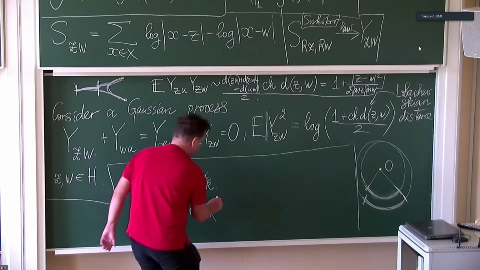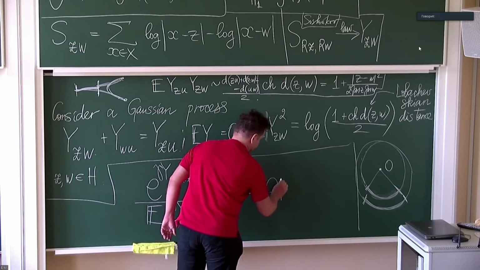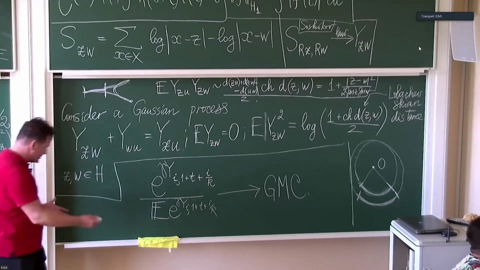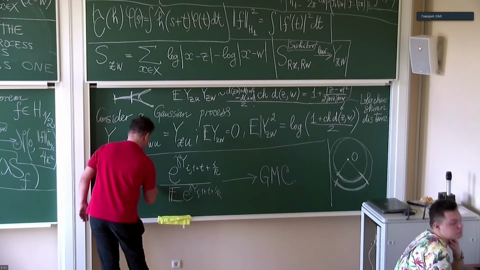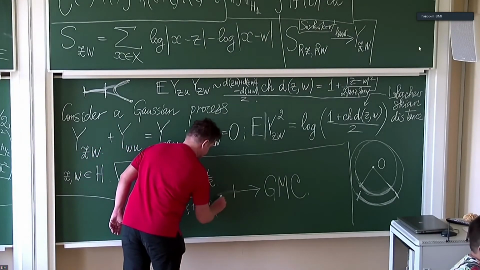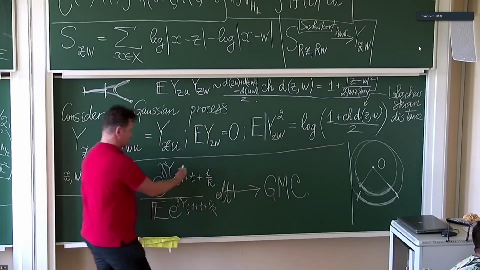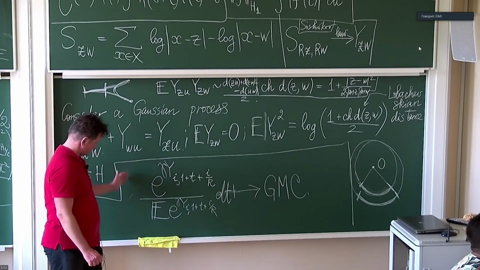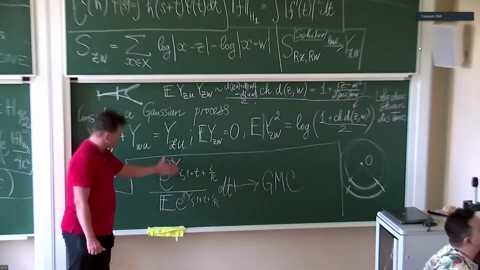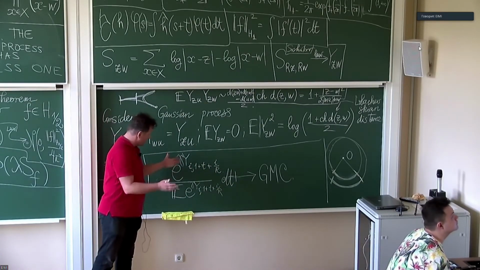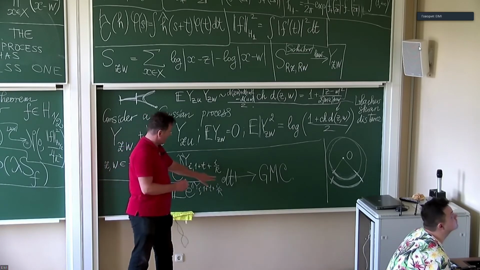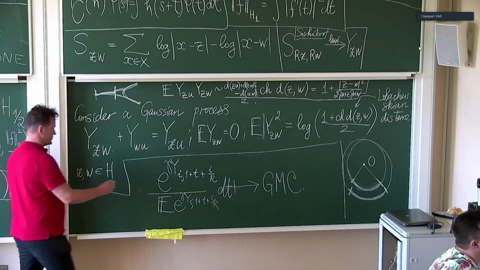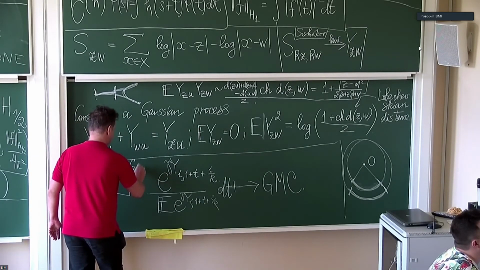So this of course converges to Gaussian multiplicative chaos. If you wish, this is the definition of Gaussian multiplicative chaos: this times dt, this times dt. It is the exponential of a Gaussian process for which variances explode but the covariances converge, and it converges by the theorem of Kahane to the Gaussian multiplicative chaos.